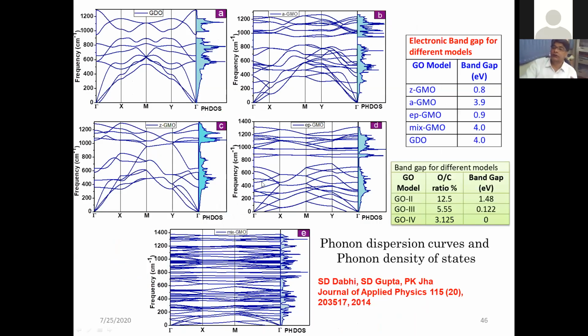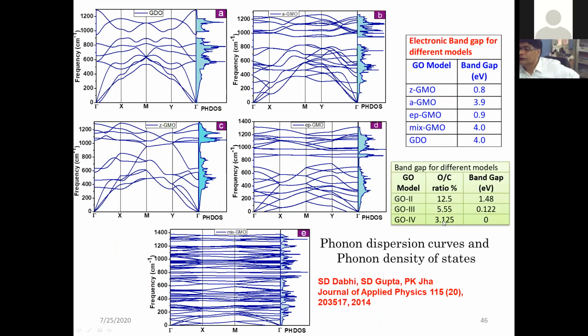This is for the graphene oxide. Our motive was to design the graphene oxide model to see the ratio of oxygen and carbon and how its electronic property changes. But before looking at the electronic property, we must have the stability of the material. And this is the phonon dispersion curve. All phonon modes are real, therefore they can exist.